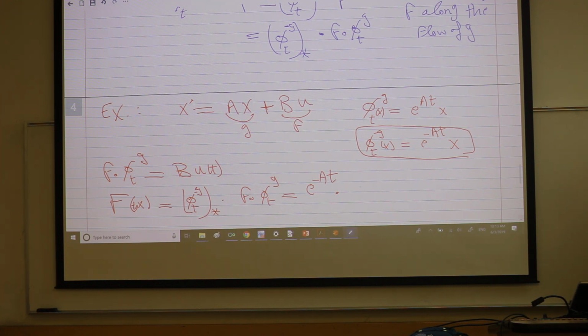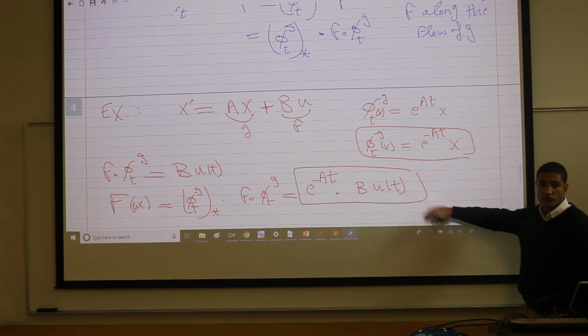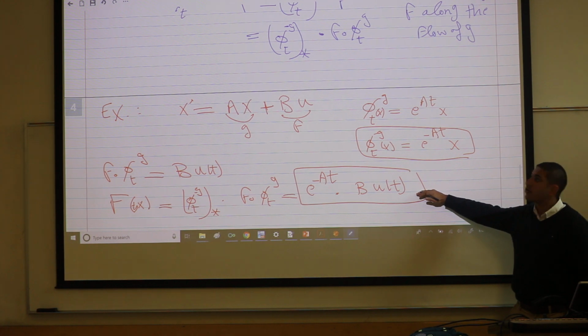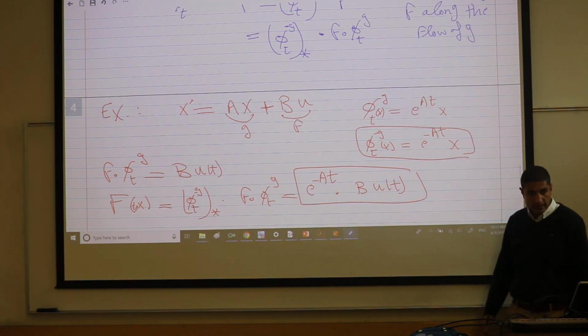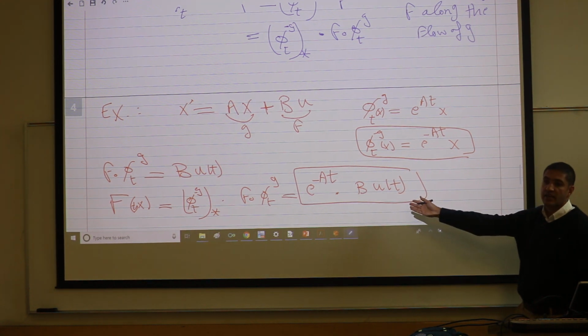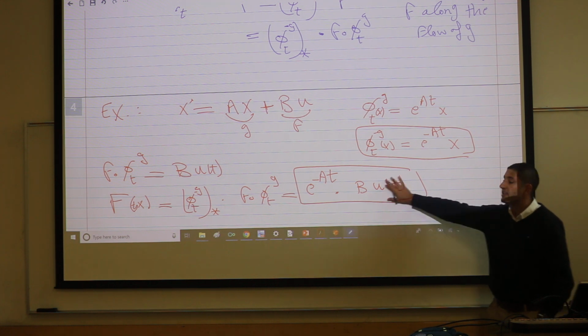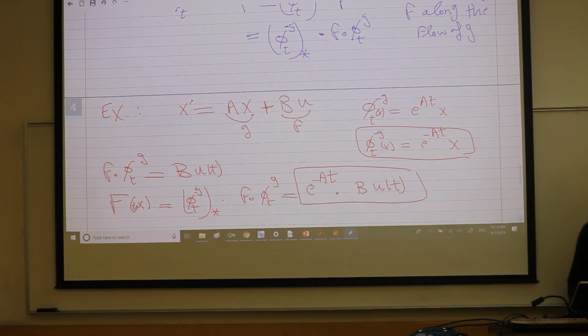F composite with this guy here is du of t. So this is the large F vector field, the pullback vector field. We need to solve this differential equation and then compose it with e to the at x, right? So let's solve this differential equation. Well, it's a constant vector, it doesn't have any x. So the solution of this differential equation is the initial condition plus the integral of this guy, right?